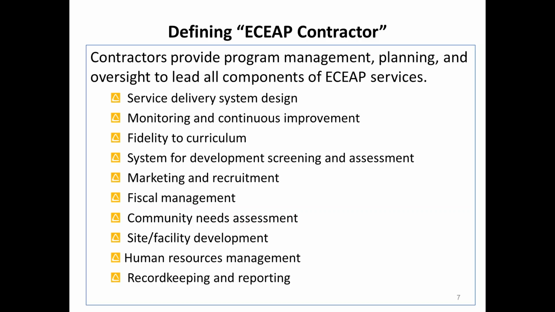A contractor supports their subcontractors and sites with this infrastructure so that the frontline staff can focus on working directly with children and families. Generally, it requires at least 75 ECAP and Head Start slots combined to have ample funding to provide this kind of infrastructure. And that 75 slot figure is based on Head Start's 50 years of experience.